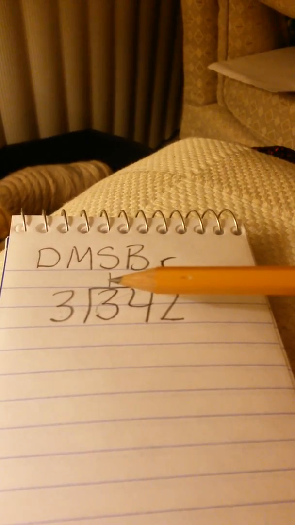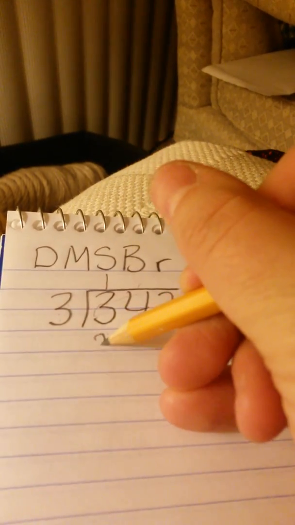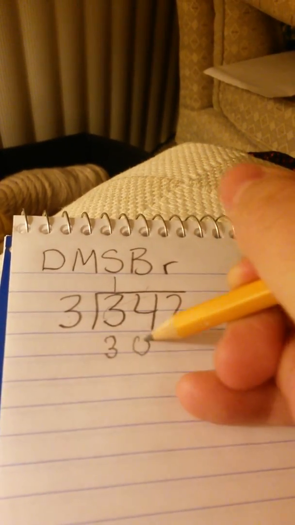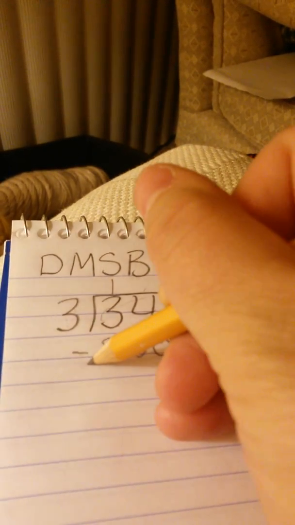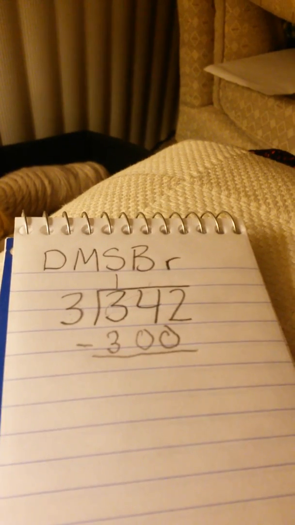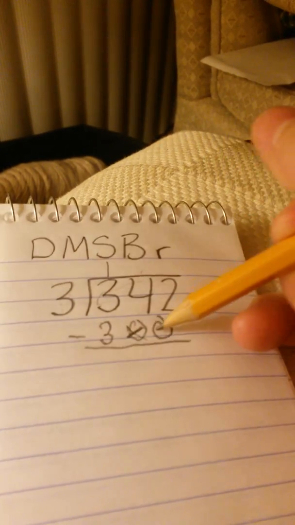So my next step is to multiply. I multiply the hundreds digit of the quotient times the divisor, and I take 100 times 3, and I get 300. So I go ahead and I can subtract that, and I'm going to pretend that these 2 zeros are not here.